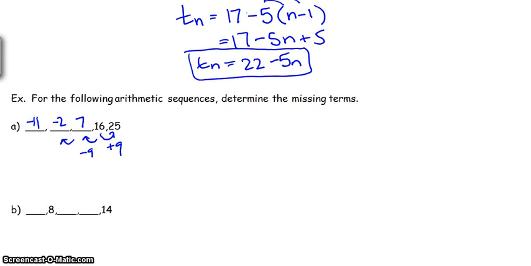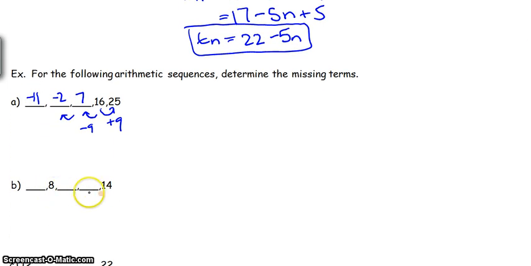But what happens when my terms are not right beside each other? How can I figure out that common difference? What am I adding every time? Well, I know I'm adding 6 once, right? Because 14 minus 8 is 6, but that's once. How many times am I really adding my common difference to get from 8 to 14?